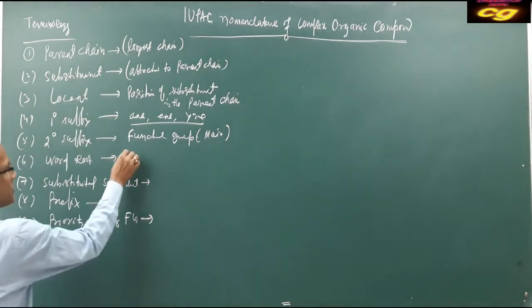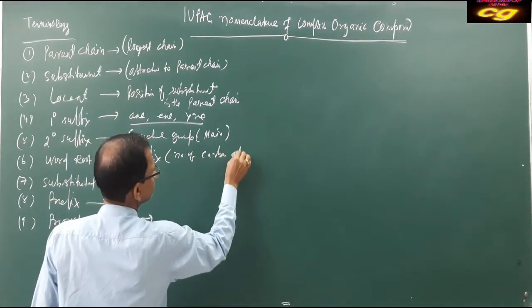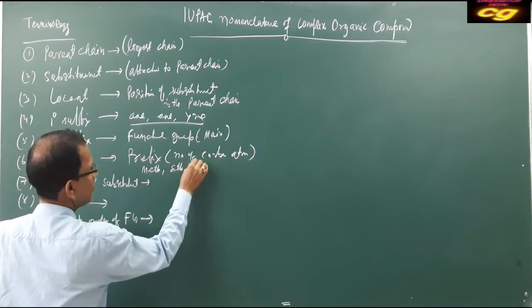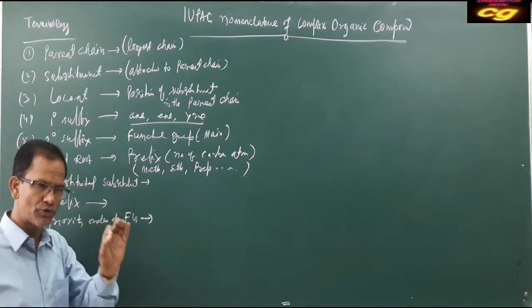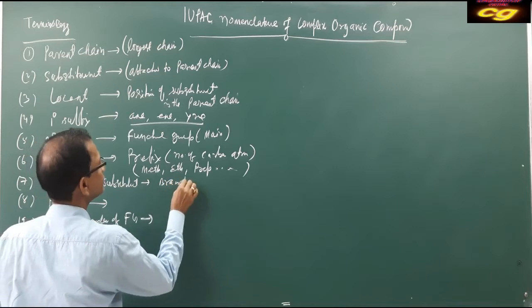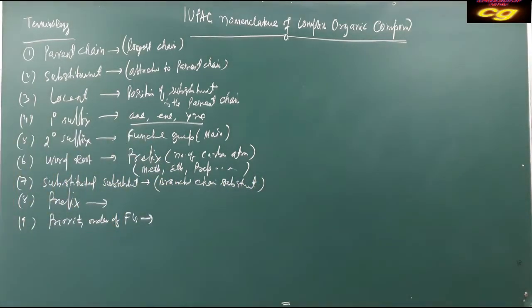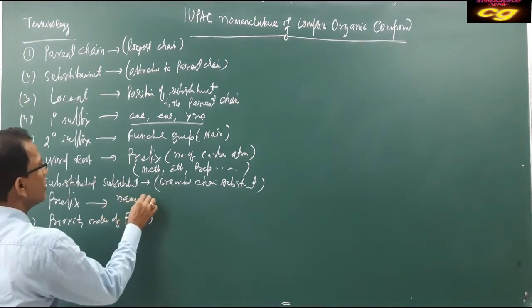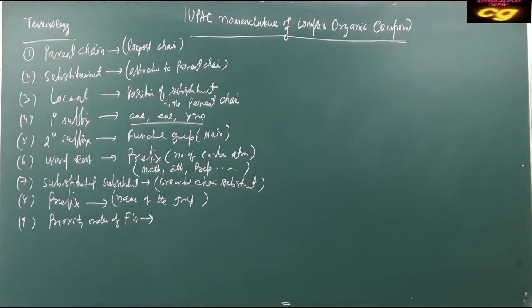Then word root means your prefix. That is also called prefix. It indicates the number of carbon atoms. That means meth, eth, prop like this. Prefix will be used in the nomenclature. Substituted substituent means when the substituent is again a branched chain substituent, that is called substituted substituent. Prefix is already the first part of the nomenclature, either the carbon chain or the name of the group which will be written in the beginning, that is called prefix.